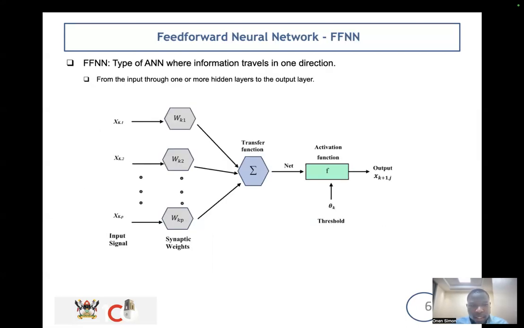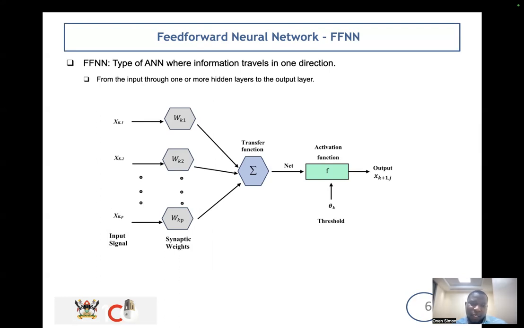Now, the diagram here is looking at the feed-forward neural network, where we have our inputs on the left, and then we have our layers. And what we're looking at are the synaptic weights. Now, these are the connections plus the weights of the inputs.